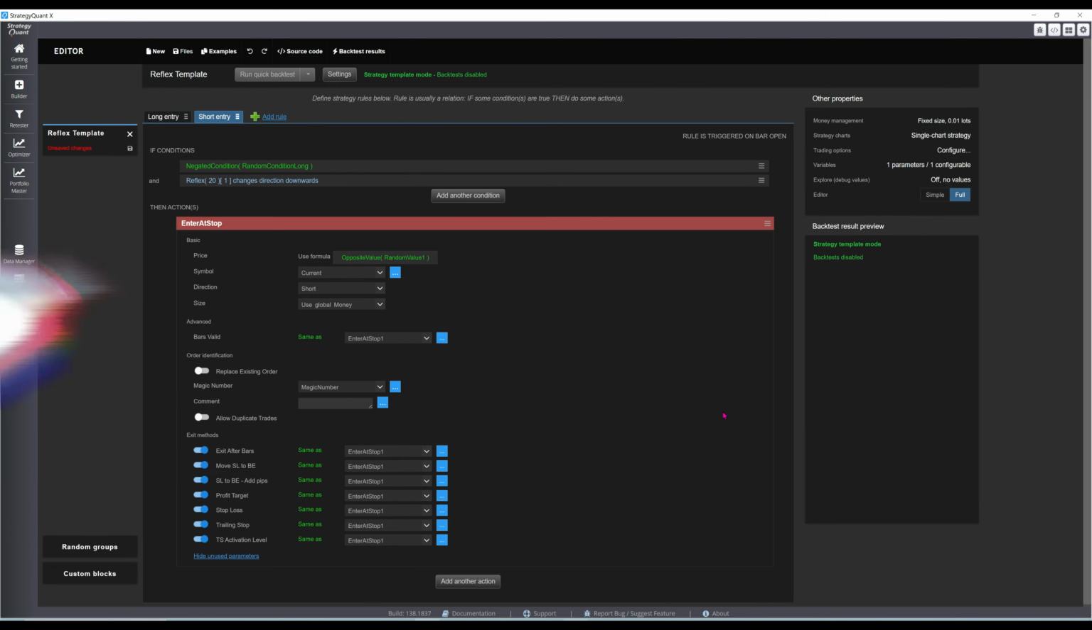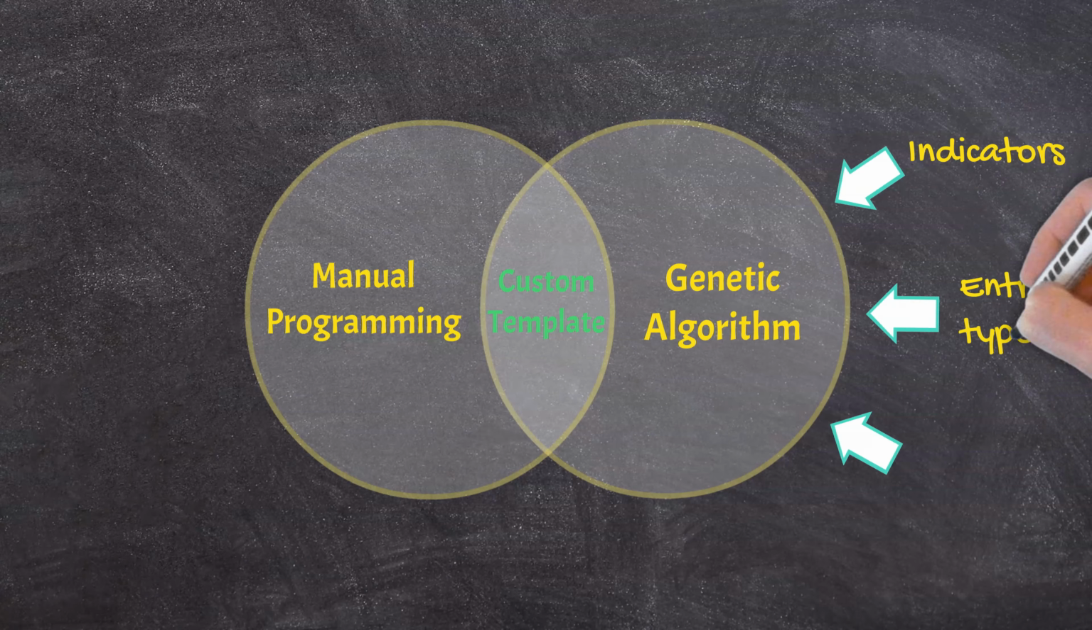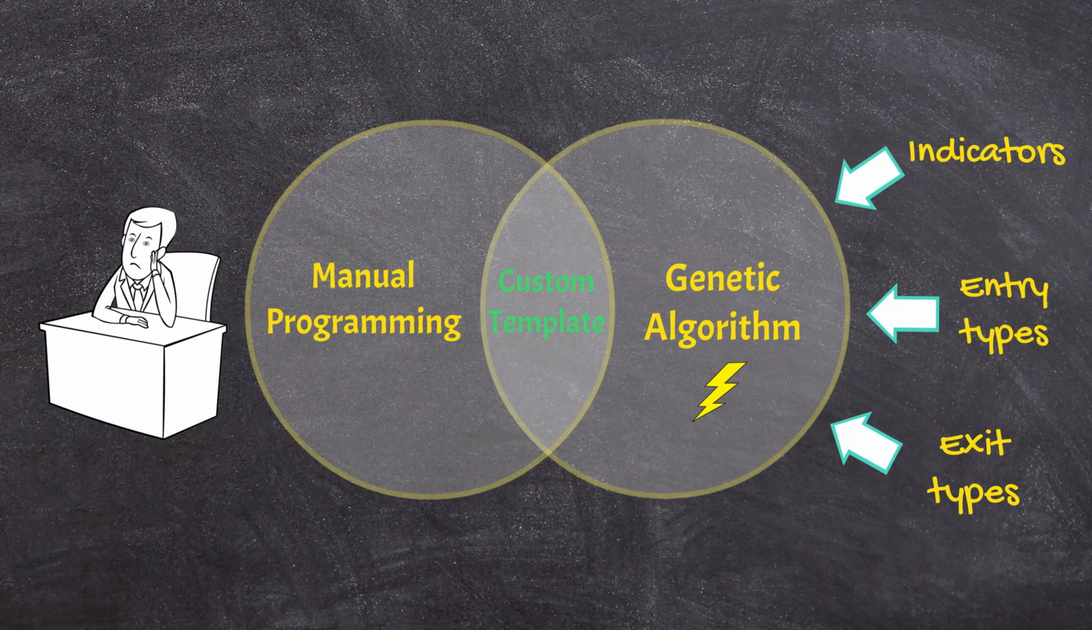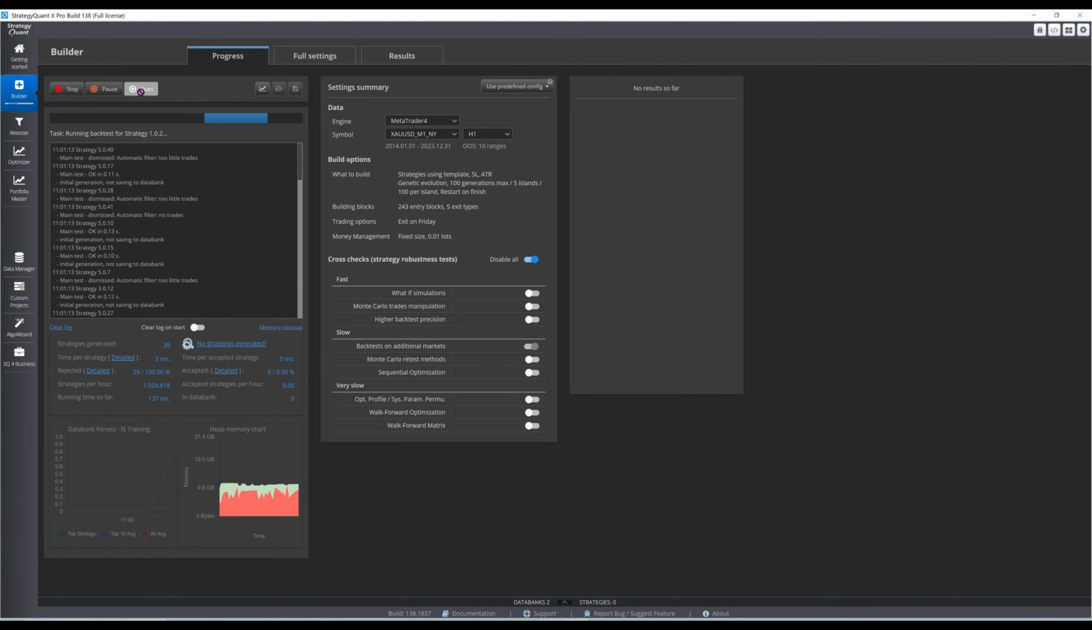If you're a channel regular, you'll know I'm a fan of using StrategyQuant's custom templates, which is a cool way to leverage the efficiency of its genetic algorithm while preserving your trading idea. Now we input it to the builder and run it on 1 hour gold.